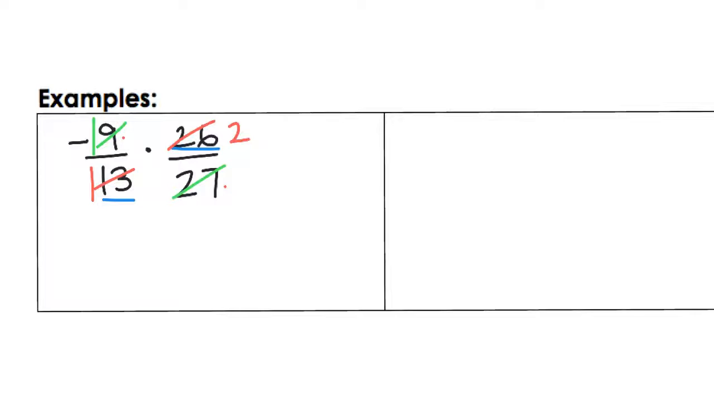Then I multiply straight across the top. Negative 1 times 2 is negative 2, and 1 times 3 on the bottom is 3. And that one's already simplified, so we're finished with that first problem.